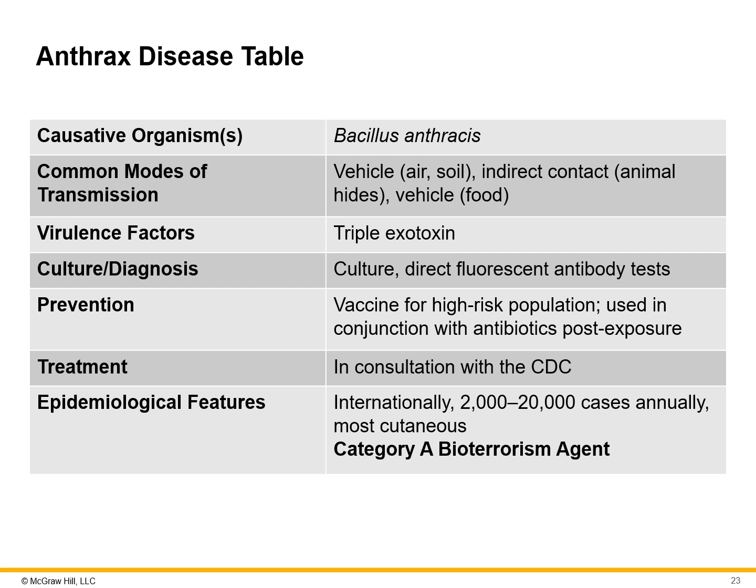Looking at our table again, Bacillus anthracis, vehicle mode of transmission, also indirect, so from the animal hides, but also in food. Again, it has that triple exotoxin to cause its virulence. There is a vaccine for those at high risk, and it's used in conjunction with antibiotics after exposure. So treatment is typically through consult with the CDC, but it is one of our bioterrorism agents.